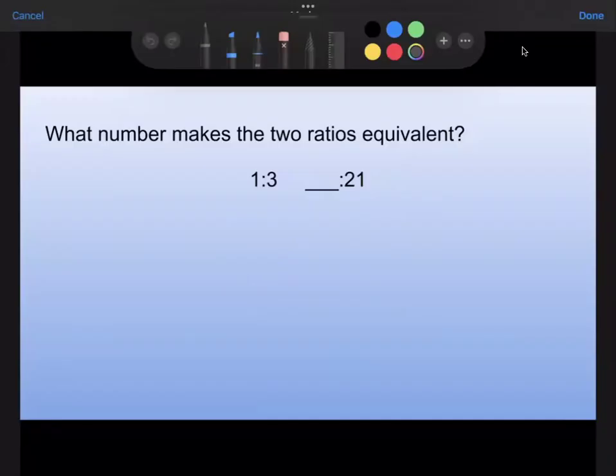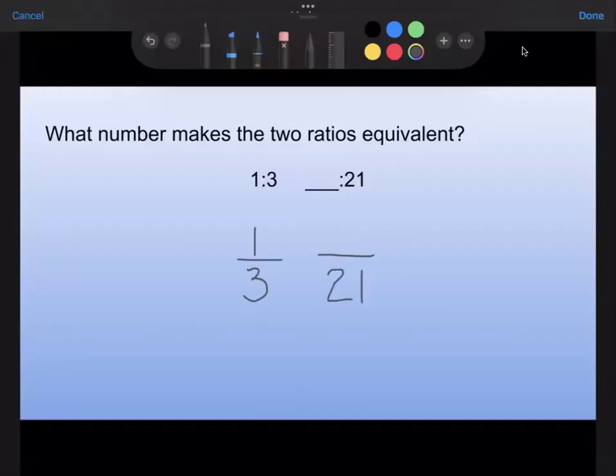Okay, here is our next example and our last example for today's video. What number would make these two ratios equivalent? So let's start by rewriting 1 to 3 into its fraction form, 1 to 3, and then something to 21 in its fraction form as well.